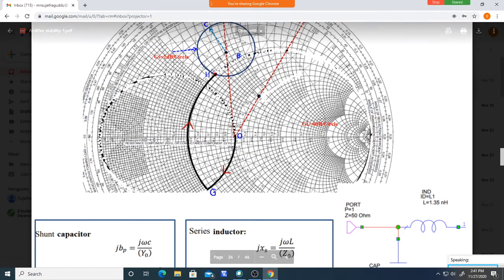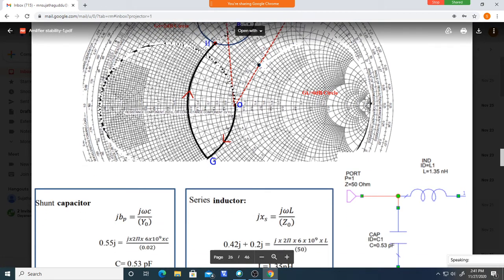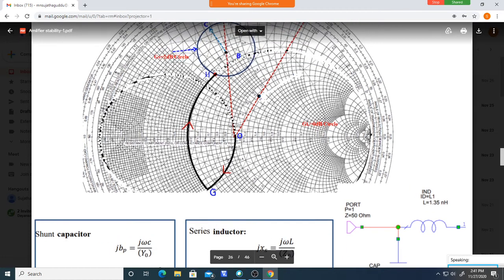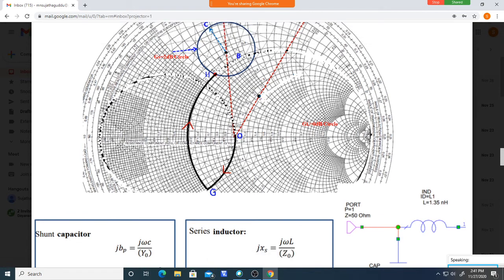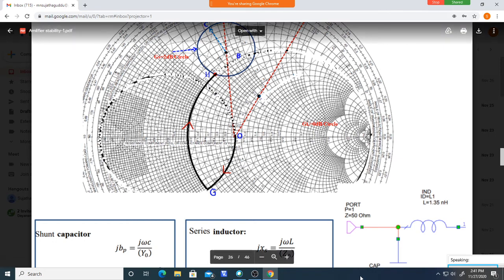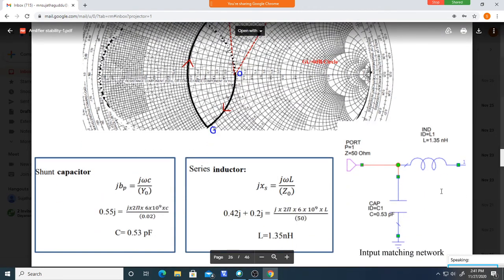Next, to obtain this capacitor and inductor impedance matching network, start from the center of the Smith chart and reach this point. How to reach it? We have moved like this. From here you move like this, and then you move like this. This adds a capacitor and inductor in this combination. So now this gives the 2 dB gain.